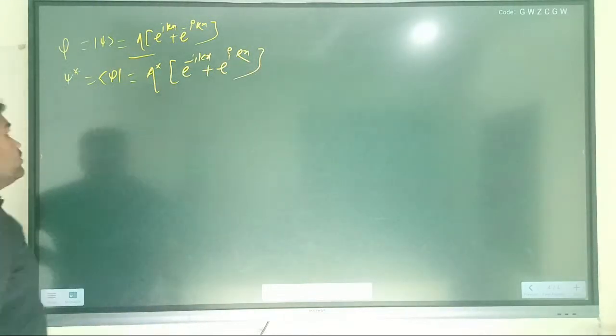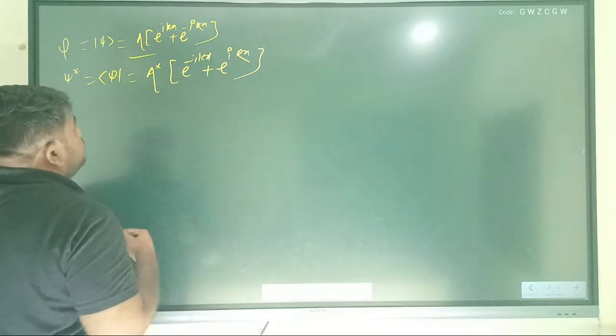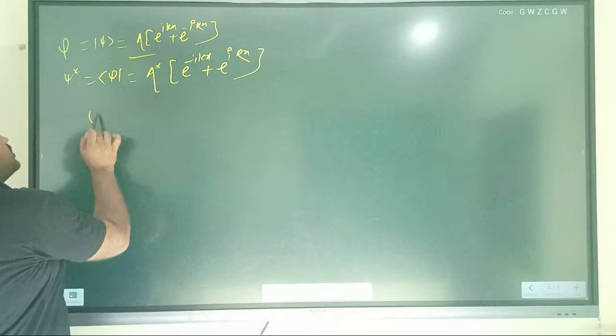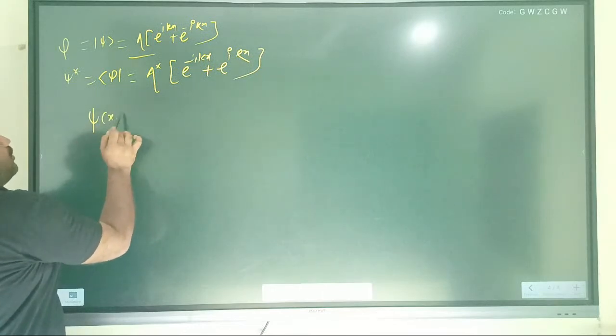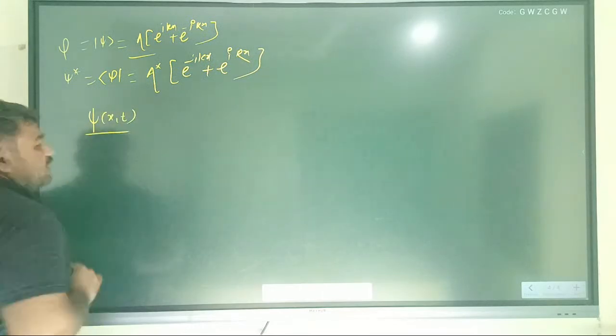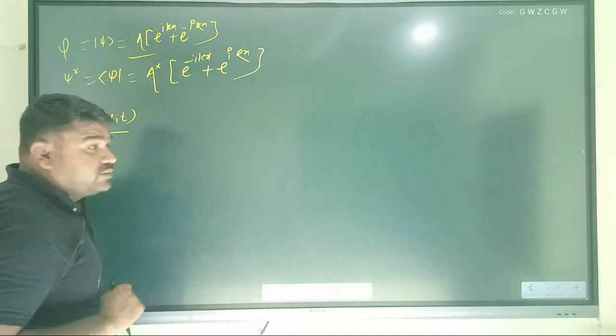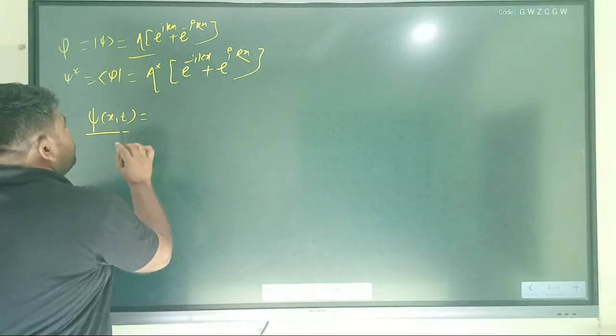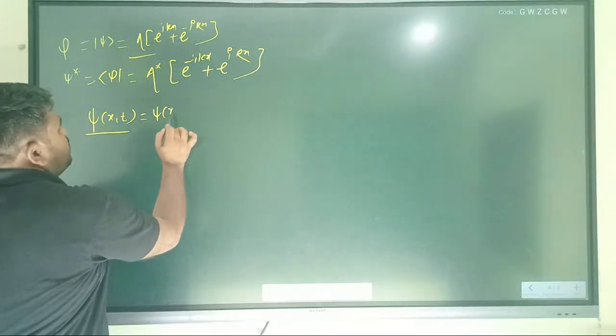Sometimes they ask, write down the wave function after time t. How to write down the wave function after time t? Psi of x comma t, where x represents position and t represents time. Means this is the wave function after time t. Then how to write down this one? This is equal to psi of x comma 0.